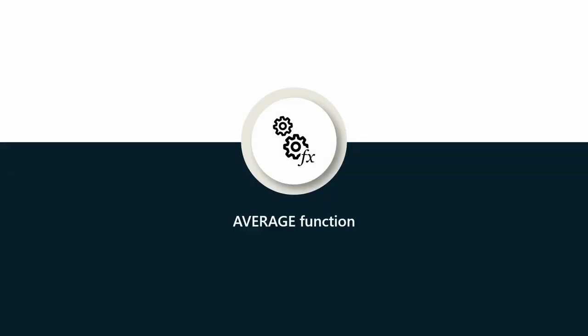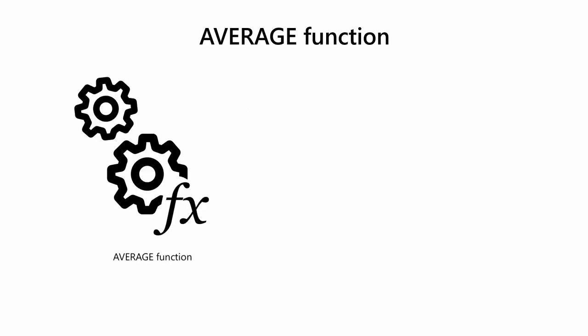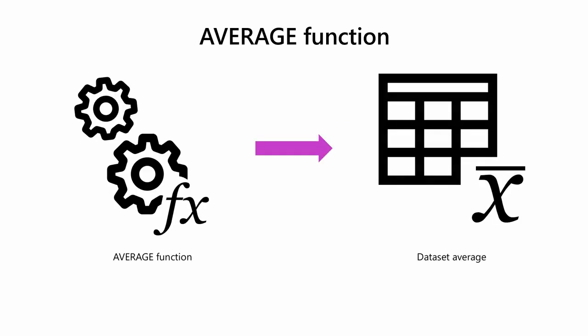Let's start with the average function. Also known as the mean, this function sums up all the numbers in a dataset and divides the result by the total count of numbers. This function is frequently used to identify a central tendency in a dataset. It is beneficial when you need to find the middle ground or commonality within data.